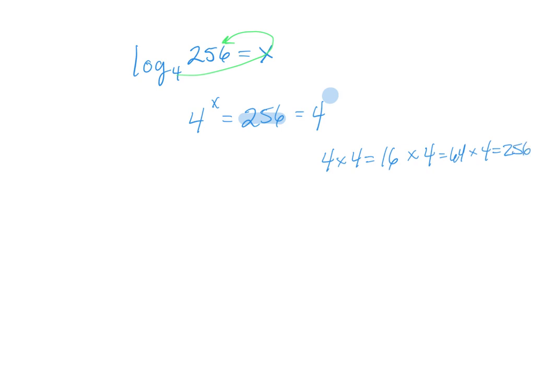Okay, let's count. So I have 1, 2, 3, 4. So that means that this number that goes right here is 4. So our x equals 4.